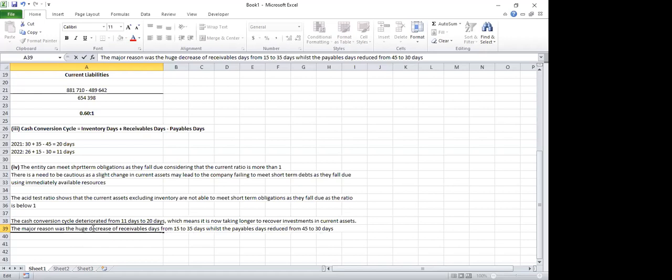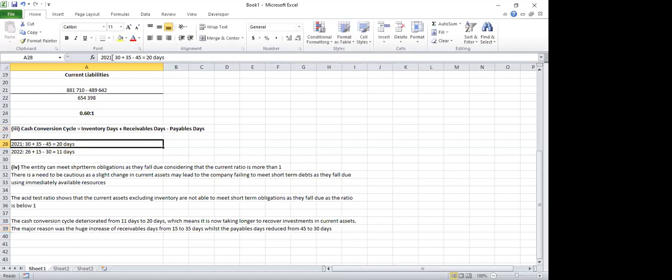This one actually decreased. Oh, I think I wrote those things wrongly. This is 2022, 2021, sorry. And the other one is 2020. That's why I was mixing up my interpretation there.